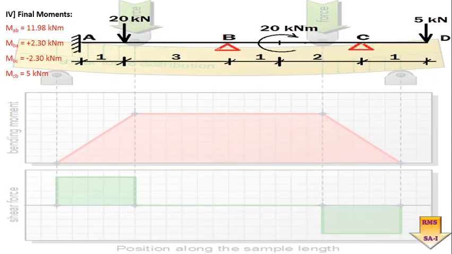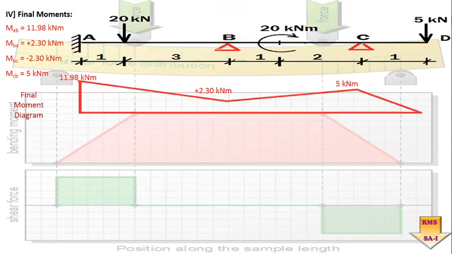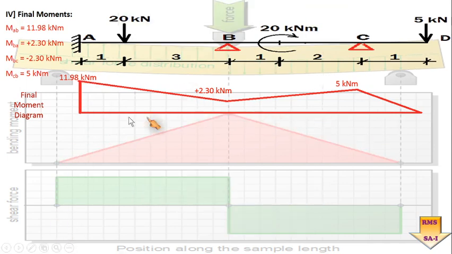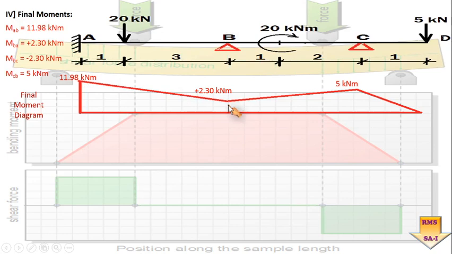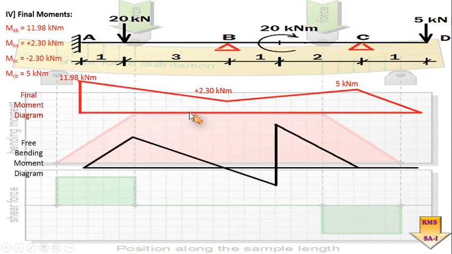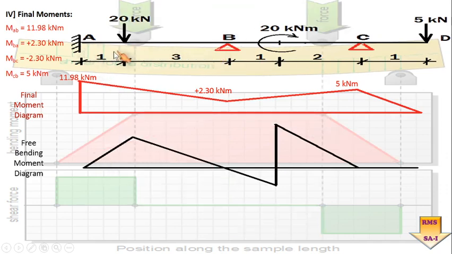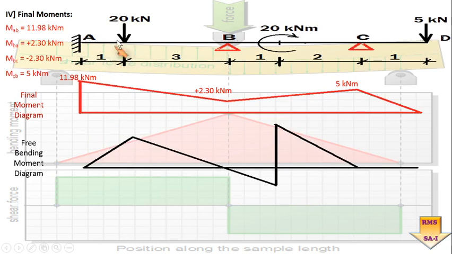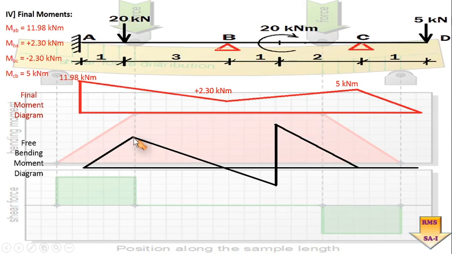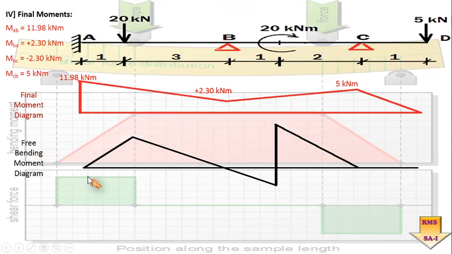Whatever final moments we have got are to be plotted in a diagram which is called the final moment diagram. So here you can see I have plotted the ordinates of the various bending moments about an individual joint, and there I have drawn this particular diagram. Next is the free bending moment diagram. So considering an individual span as a simply supported beam and taking the maximum bending moment about that particular point and plotting this, we get a free bending moment diagram.